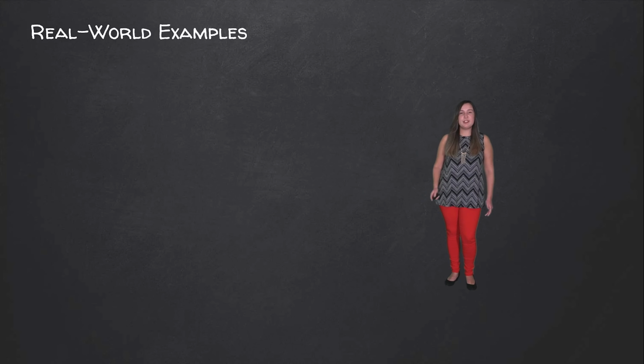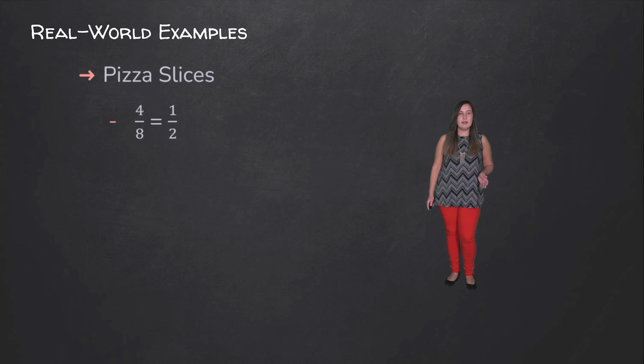So let's go over some real-world examples. So one example would be pizza slices. So if we have 4 out of 8 pizza slices, that's the same thing as having half the pizza.